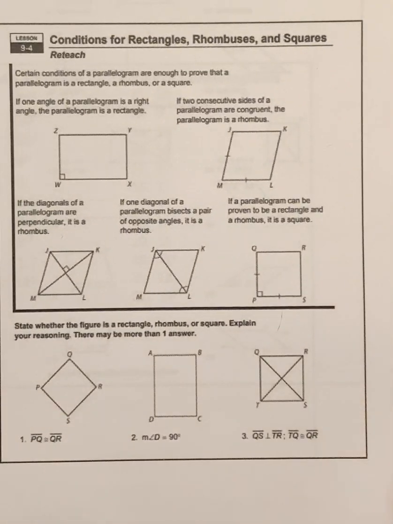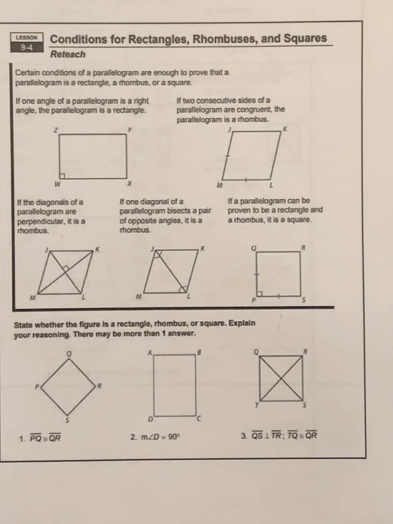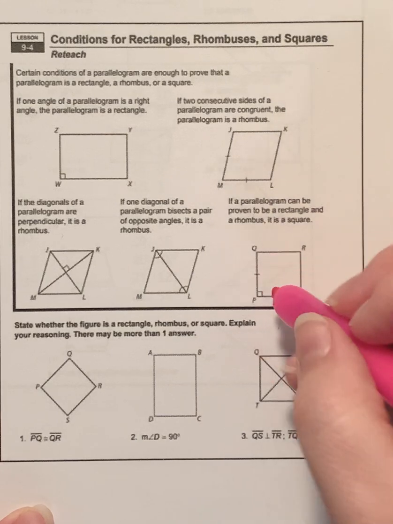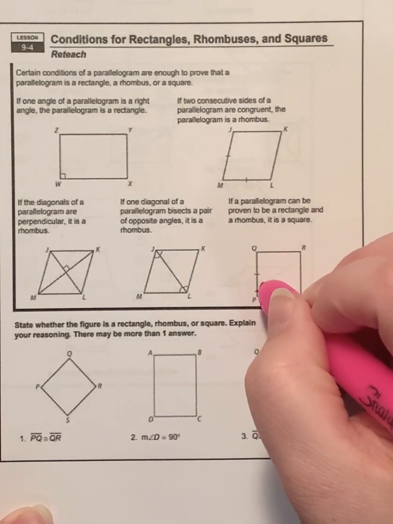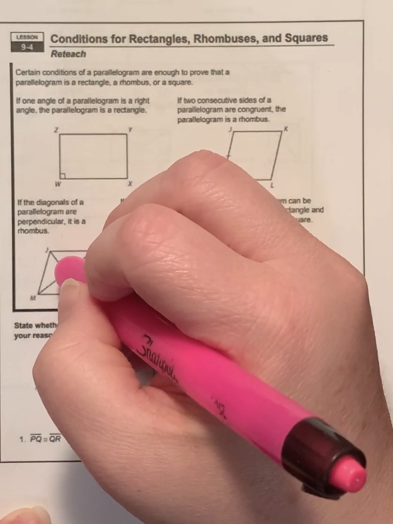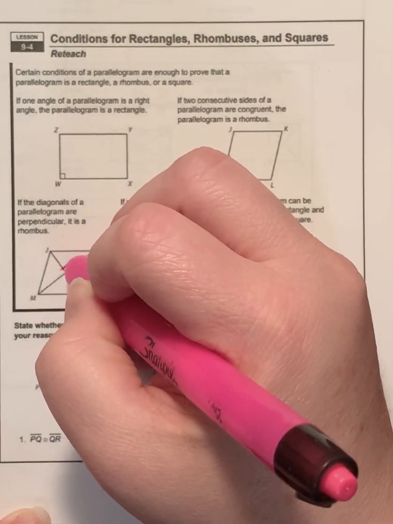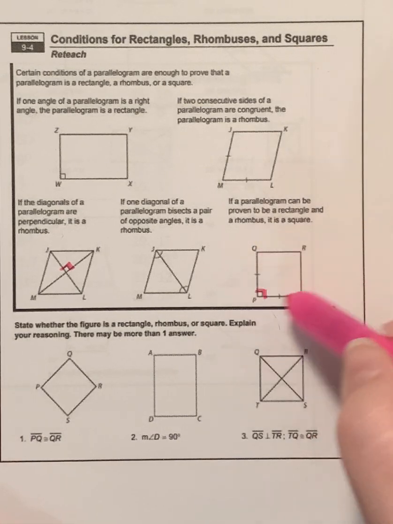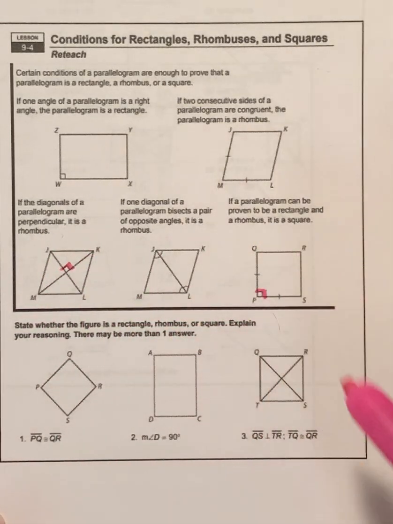All right, so 9.4, again, we're just talking about those 3 special parallelograms. All the same rules apply. The only thing different is that we have to talk about the 90-degree angles. So if we have a 90 down here, it could be a square or a rectangle. If we have a 90 here, it could be a rhombus or a square. And if all the sides are congruent, then we know it's a rhombus or a square.